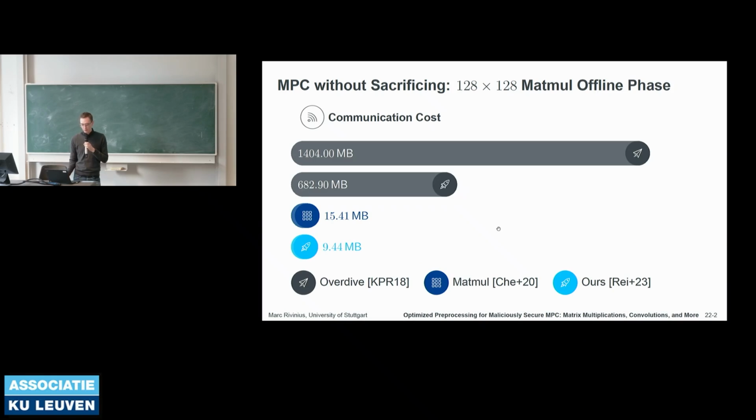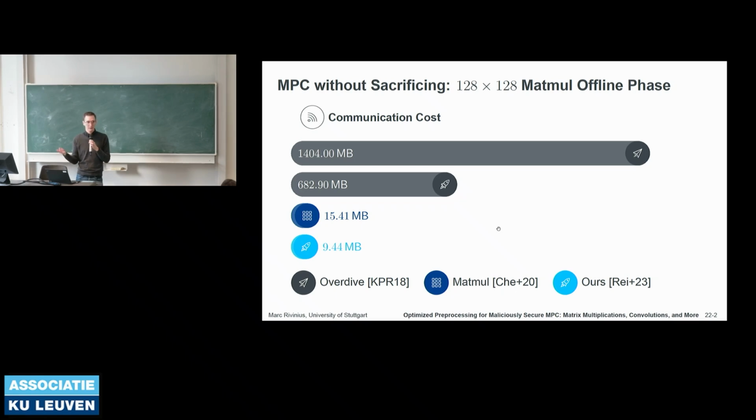And also, here we see how that affects the communication cost. So the first one is the standard Beaver triple. The second one is the Overdrive protocol with our optimization to avoid the sacrificing. So you see that it basically saves 2 times the communication because you don't throw away half of the triples.